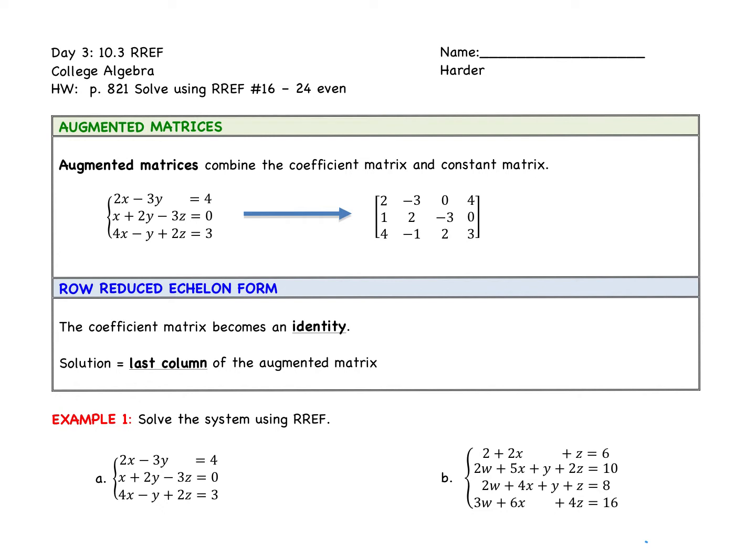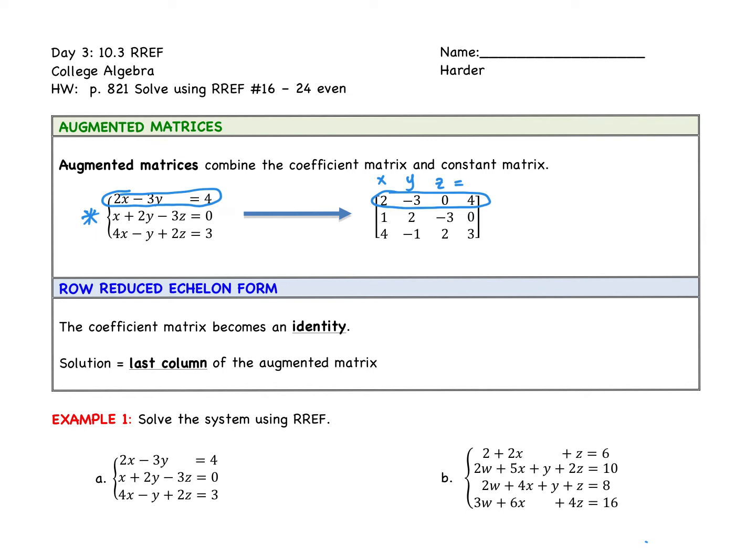First thing that you're going to do when you have a system, so we have this system here, is you are going to turn it into what's called an augmented matrix. Here's what that means. This first equation gets written as the first line in our matrix. The 2 is the coefficient on x, the -3 is the coefficient on y, 0 is the coefficient on z, and then that 4 is the answer.